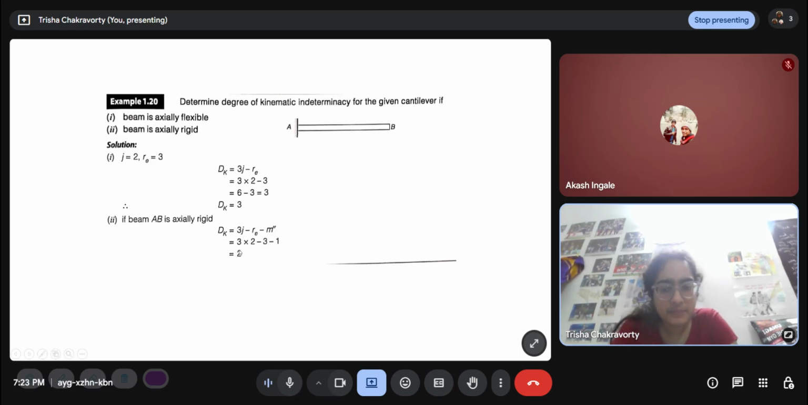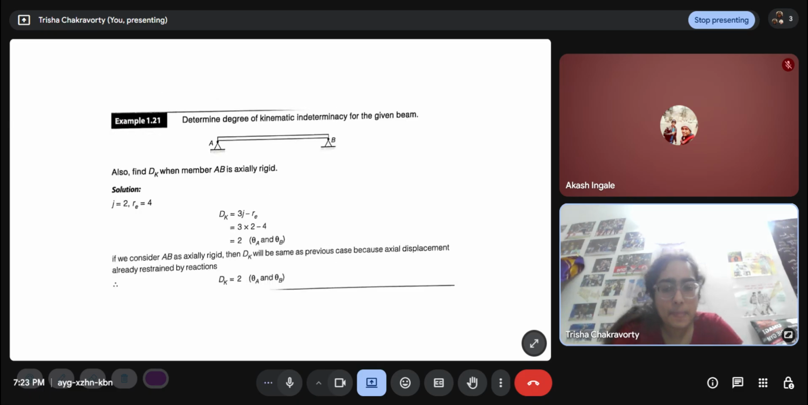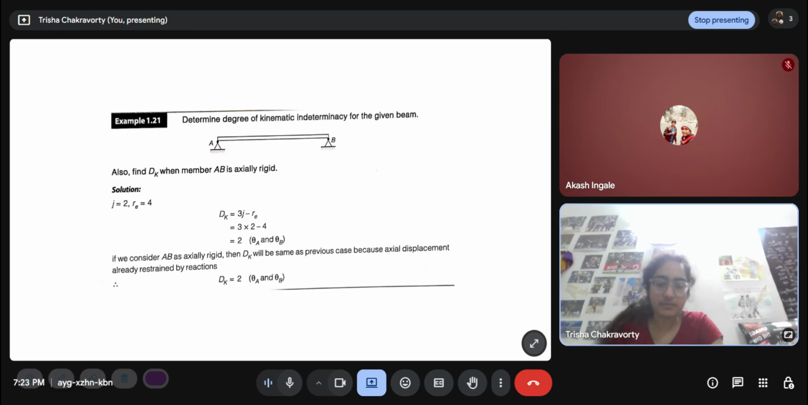So I have only two degrees of freedom here, which are the transverse vertical displacement at B and the rotation at B. Determine the kinematic indeterminacy for the given beam when member AB is axially rigid. So basically, if this axial rigidity concept is there, you have to subtract the number of axially rigid members, because that will take away an additional longitudinal degree of freedom.